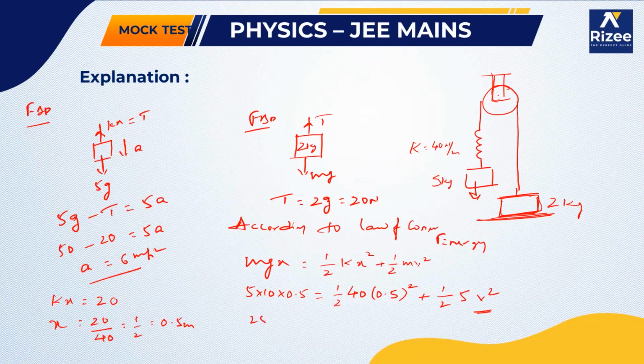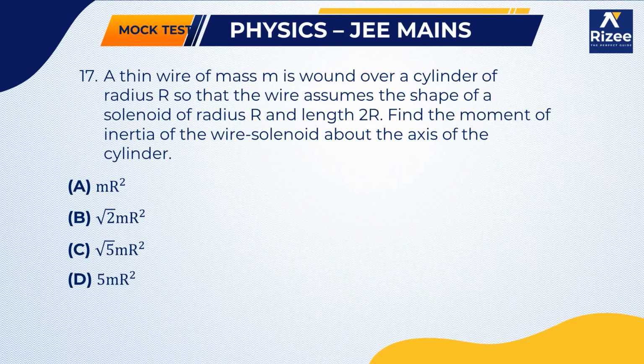So this is 25 is equal to 20 into 1 by 4 plus, we can take it as 2.5 into v square. So this will be 5 times, and this is v square. On solving this one, you can get v is equal to 2 root 2 meter per second. Okay, so now coming to the next question, please.